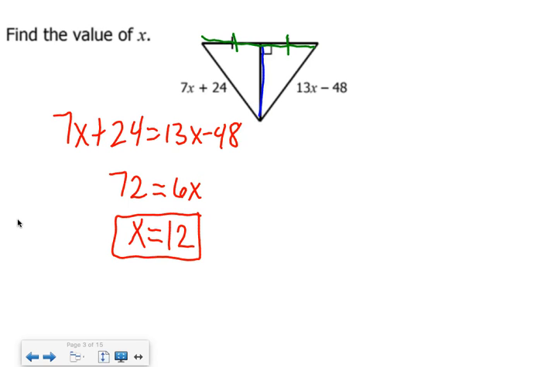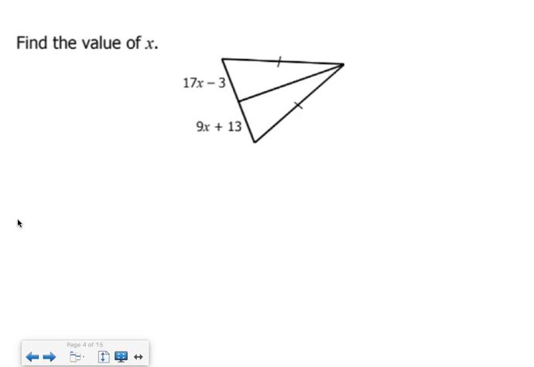Okay, what about this one? What can I do? 17x minus 3 equals 9x plus 13. Yeah. When in doubt this chapter, guys, if they look equal, just set them equal to each other. If you have no idea, that would be where I'd go.